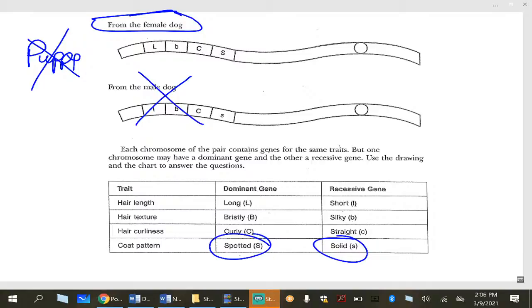What kind of coat pattern will the mother have? Number 2. Will it have spotted or solid? Raise your hand, please. What do you think, Chloe? Spotted. Why will the mother definitely have a spotted coat, Chloe? Because it's dominant. Because she has the dominant S, the dominant what? Gene. Good. I'll take dominant gene or dominant allele. I want to start training you to use the right words here, because you're going to start using them a lot this week and all next week.